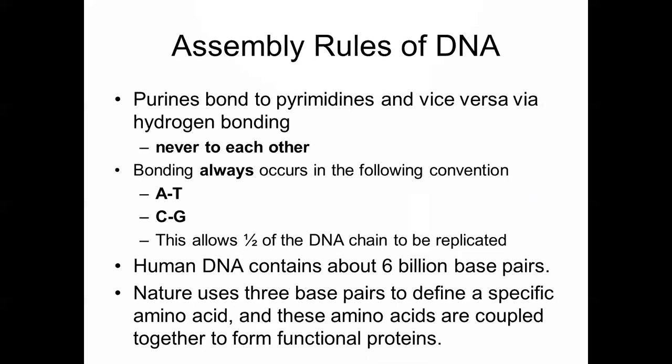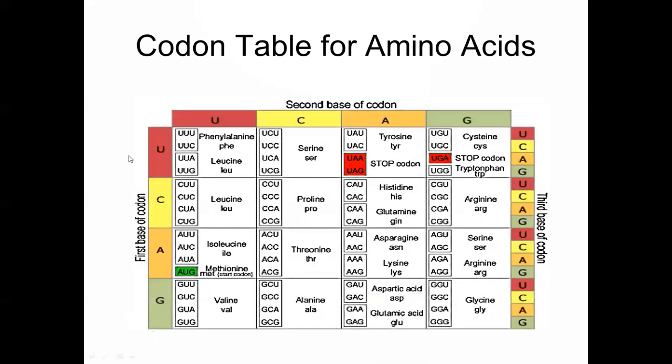Nature uses 3 base pairs to define a specific amino acid, and this is defined as a codon. So this is a table of codons for amino acids. If we had a certain codon given, GCC, then it would be this alanine right here, ALA. And these are the different amino acids that are in the body, and this is the encoding that would be necessary to get those.